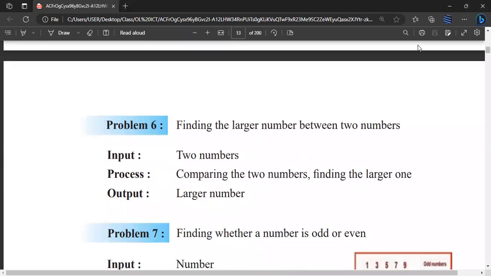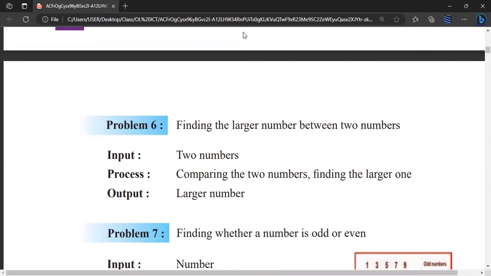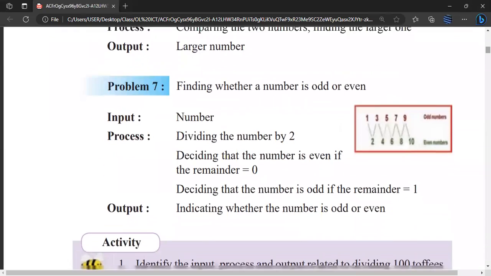Then problem number 6, finding the largest number between two numbers. So input: two numbers, comparing the two numbers, finding the larger one. So output: larger number, right? Suppose we are finding the smaller number between two numbers, comparing the two numbers, finding the smaller one, in that scenario the output will be the smaller number. Very simple.